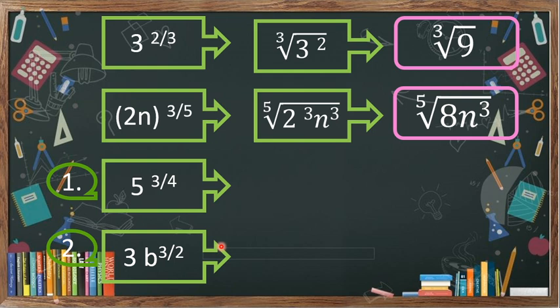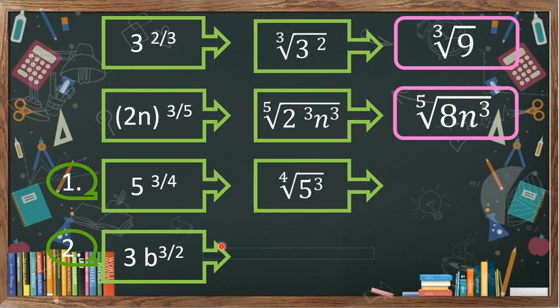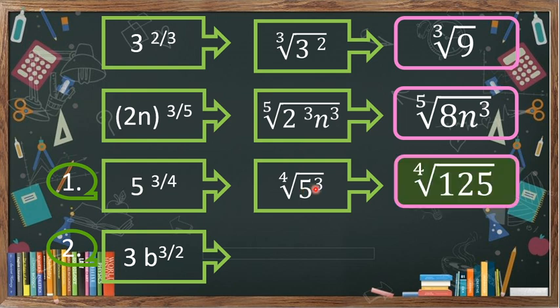So first, 5 raised to 3/4. So 4 is the index, 3 is the exponent of the radicand, and 5 is the base. So expand 5 cubed. 5 cubed is 125, or the 4th root of 125. Do we have the same answer here?